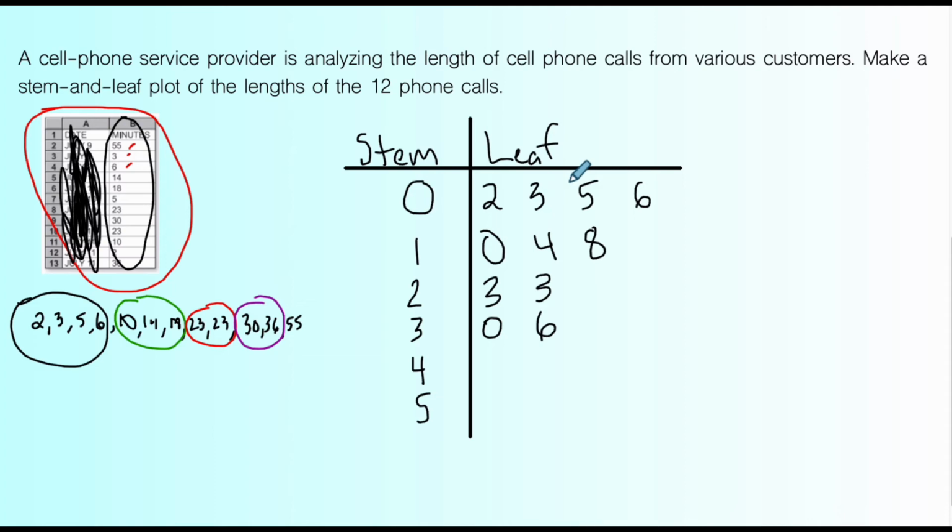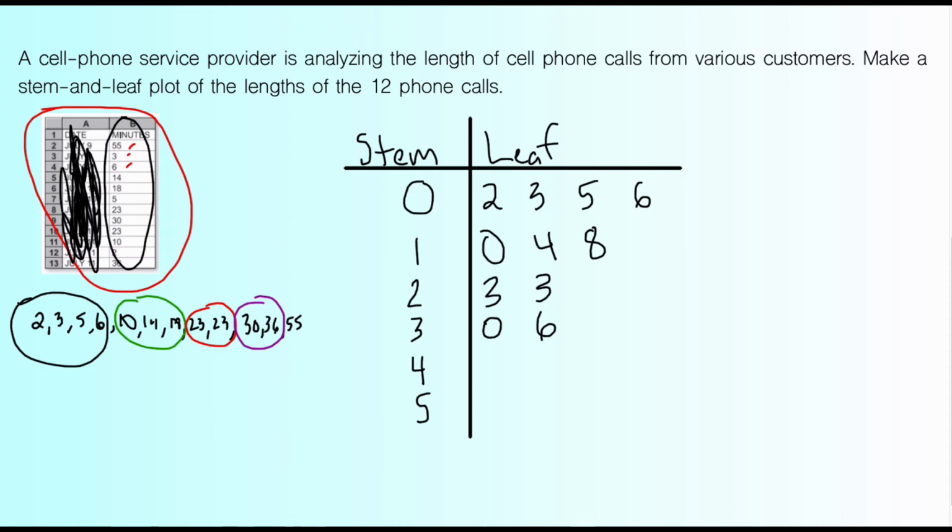That might represent something interesting to the person who's analyzing the data. Like, why is there nothing? Why is there a gap in the data there? So please make sure if there is a stem that doesn't have a leaf, you still include that in your stem and leaf plot.